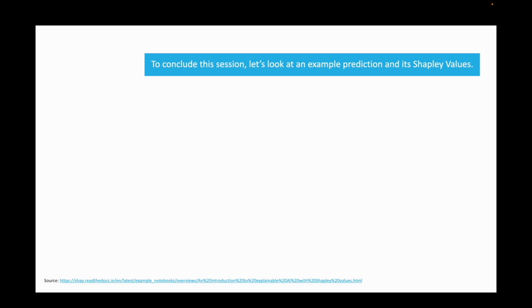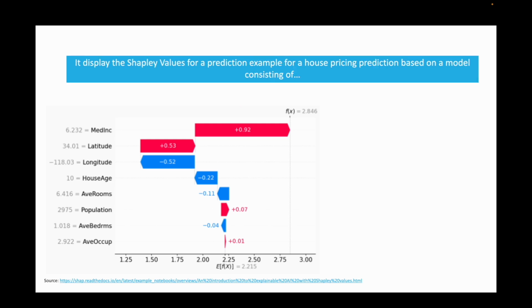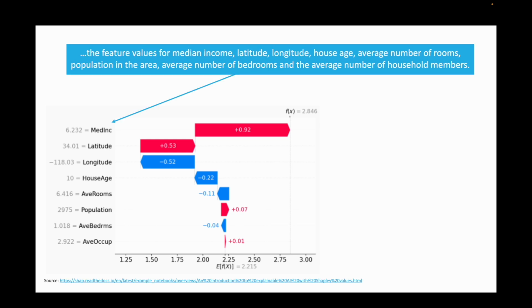To conclude this session, let's look at an example prediction and its Shapley values. For this, we will look at a so-called waterfall plot that was created with the Shap Python library. It displays the Shapley values for a prediction example for a house pricing prediction based on a model consisting of the feature values for median income, latitude, longitude, house age, average number of rooms, population in the area, average number of bedrooms, and the average number of household members.